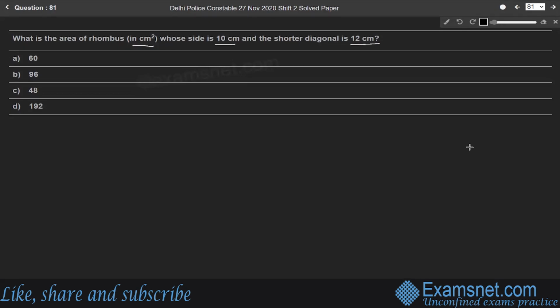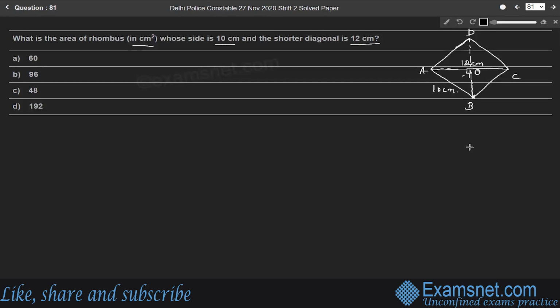Question 81. What is the area of the rhombus in centimeter square whose side is 10 centimeter and the shorter diagonal is 12 centimeter? So let us draw a rhombus where all sides are equal. So A, B, C, D be a rhombus where side is equal to 10 centimeter, right? So here a diagonal AC whose length is 12 centimeter. Let us draw another diagonal also, BD, where diagonals intersect each other at 90 degrees, right?